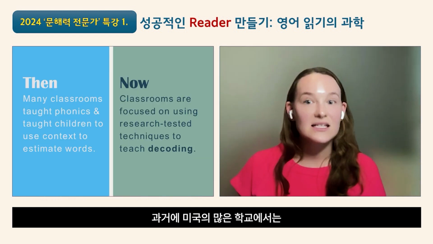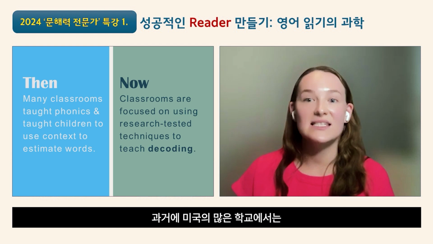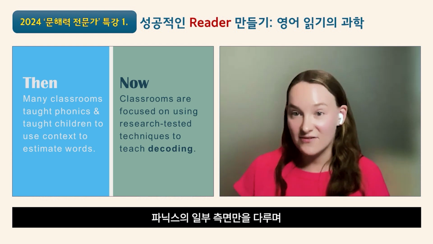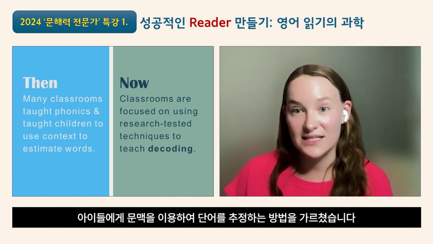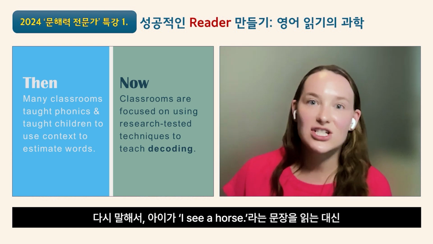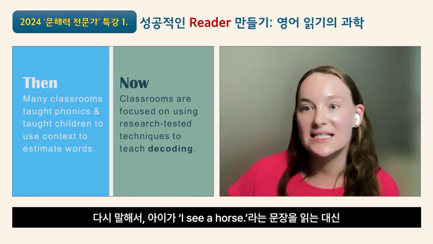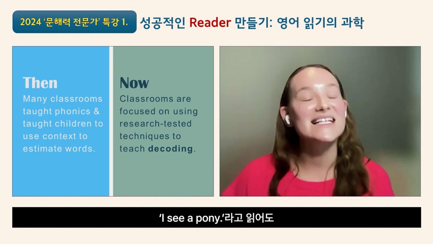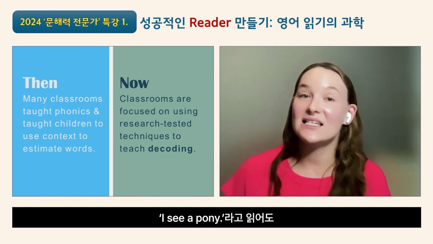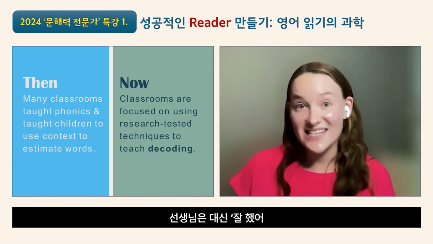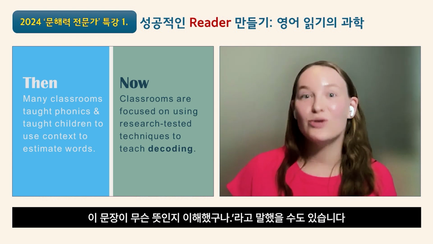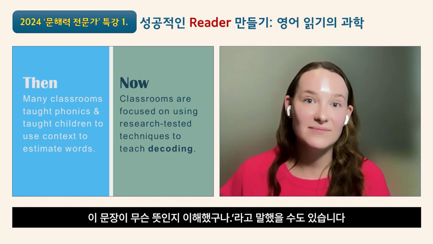In the past, many classrooms in the United States taught some aspects of phonics and taught children to use context to estimate words. In other words, if a child was trying to read the sentence, "I see a horse," and instead they read, "I see a pony," a teacher might not have corrected them. They may have said, "You did great. You understood what this meant."